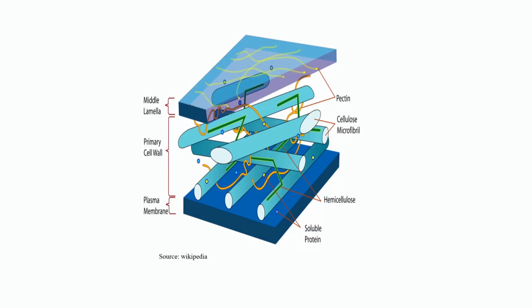Now, this is just a structure of a plant cell, which is showing the plasma membrane on its inner side and the middle lamella on the outer side, and in between you have the primary cell wall. You can see here a lot of microfibrils oriented in different directions, and pectin and hemicellulose are binding with these microfibrils, helping in the binding of the cellulose in different orientations.